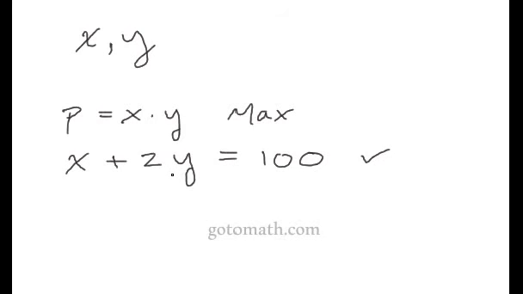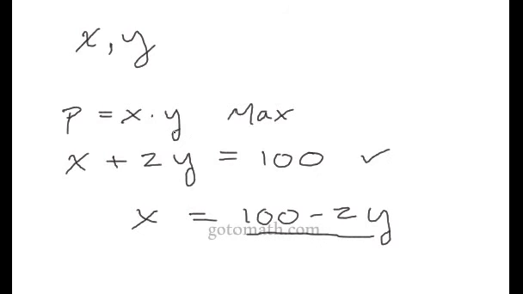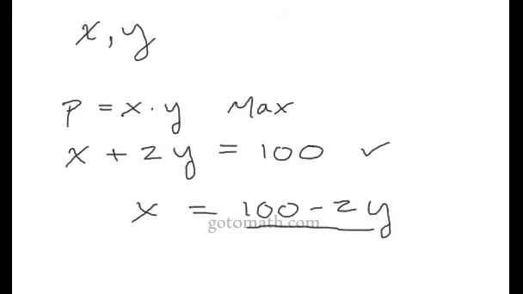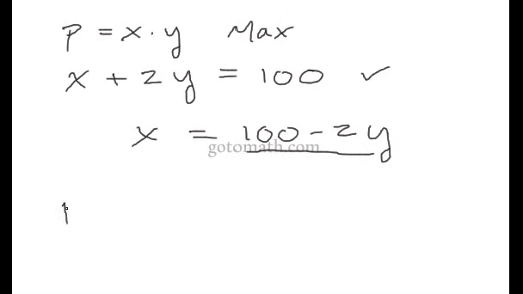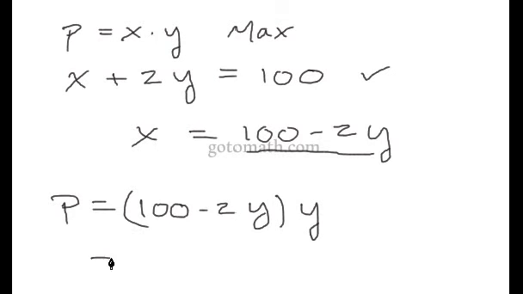We want to solve for either x or y in this problem. In this particular case, I'm just going to solve for x, so you see it done a little differently. Now we're going to take this and substitute it in for the x up here. So we're going to end up having P is equal to 100 minus 2y, and then that's multiplied by the y. Now we have everything in terms of one variable on the right hand side, and what we want to do now is take the derivative.